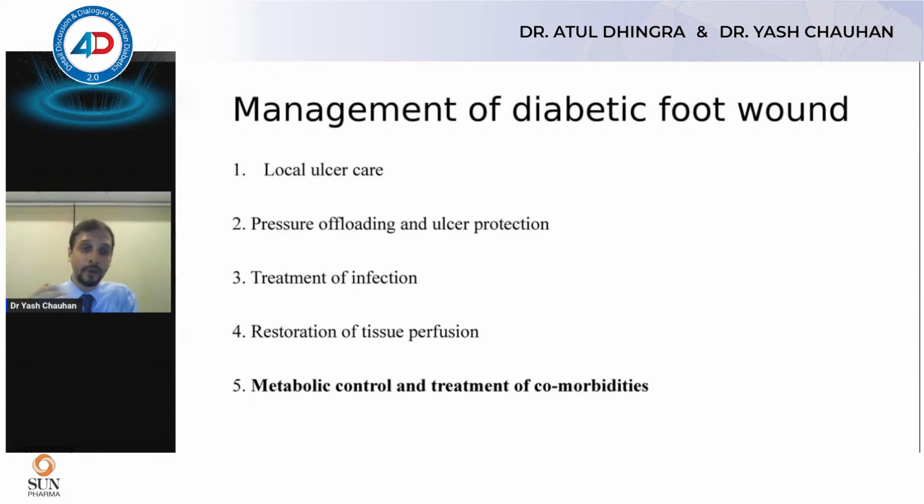It's important that we also collect samples and send them to the laboratory for culture sensitivity, and direct antibiotics against that particular organism. The next thing is peripheral vascular disease, and that's restoration of tissue perfusion. This is one of the most important things that needs to be done when we're looking at peripheral vascular disease. That's when the ankle brachial index comes into play.